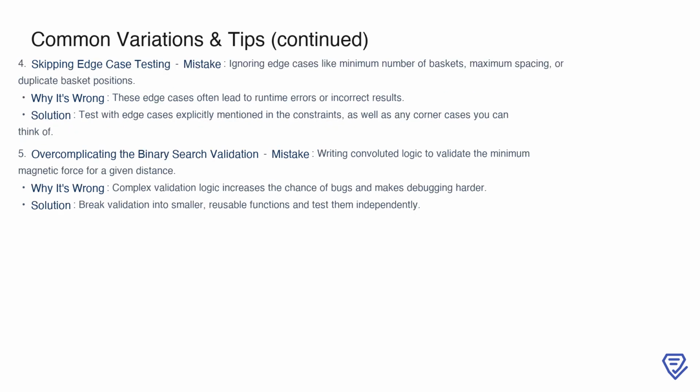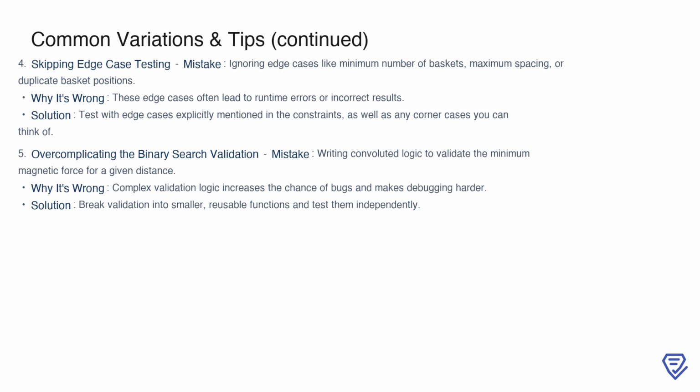Another critical area to focus on is edge case testing. Skipping these tests can lead to runtime errors or incorrect results, especially for scenarios like having the minimum number of baskets, maximum spacing between baskets, or duplicate basket positions. To avoid these issues, explicitly test edge cases mentioned in the constraints, as well as any other corner cases you can think of. Additionally, overcomplicating the validation logic for binary search is a common mistake.